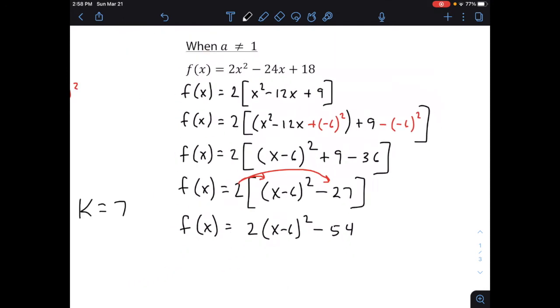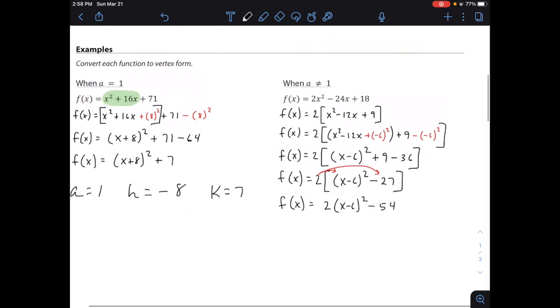Okay, and so you can see that even though it took a little bit more work with a couple of extra containers and whatnot, we now have a function that is in vertex form. And in this case, we have some different numbers. Instead of a being 1, we have a is equal to 2. We have h now is positive 6.